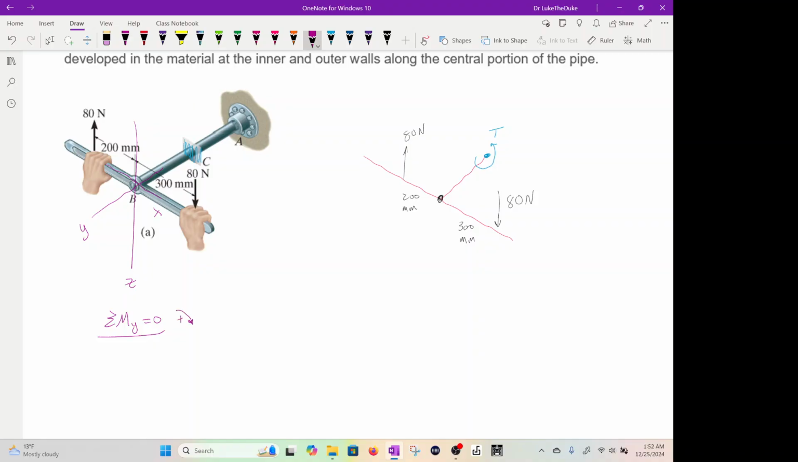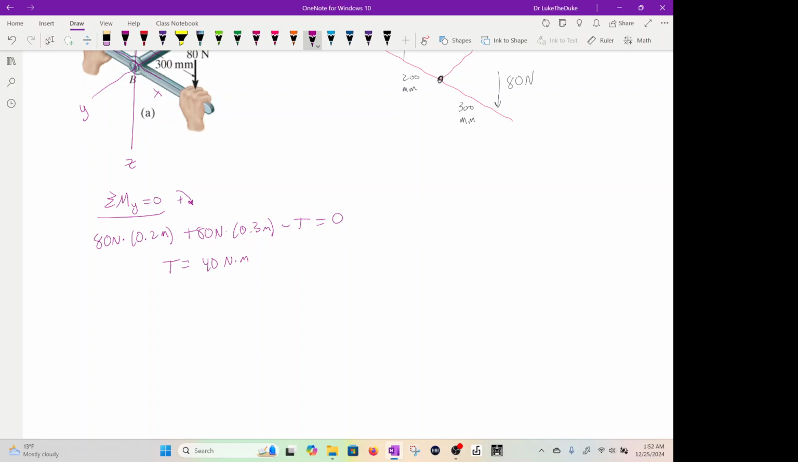This way is positive. So we have 80 newtons times 0.2 meters plus 80 newtons times 0.3 meters, minus the torque equals 0. So the torque equals 40 Newton meter. Okay. And then we need to find tau out, which would be T times c over J.